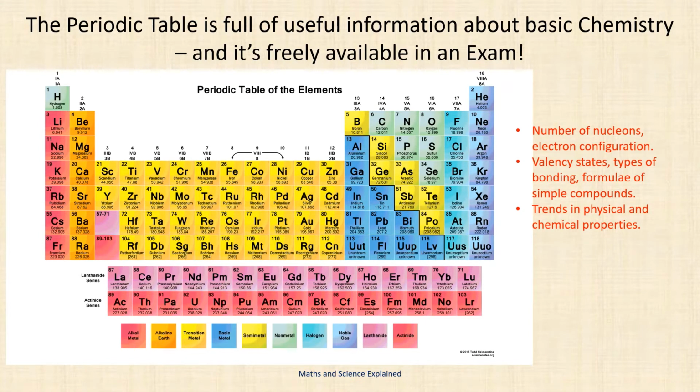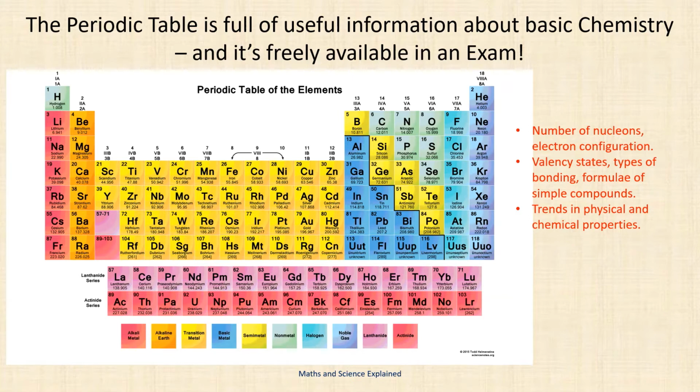The periodic table is often overlooked by most students, but it reveals a host of information about basic chemistry that can be used to aid and embed understanding, and it's freely available in an exam so you can recall information easily. In this video we are going to discuss some of this information, starting with general observations, then move on to valency and bonding, trends in physical and chemical properties, and lastly understand electron configurations in more detail.